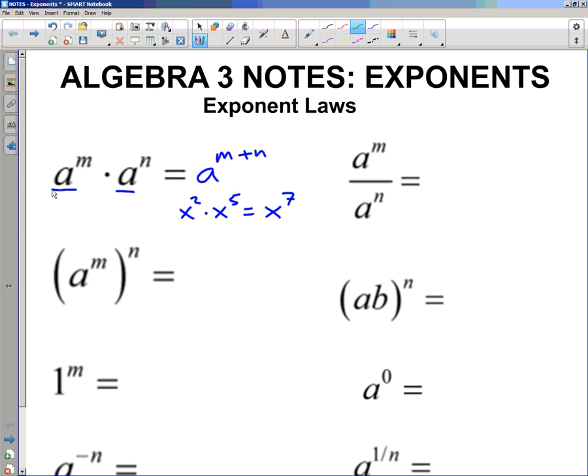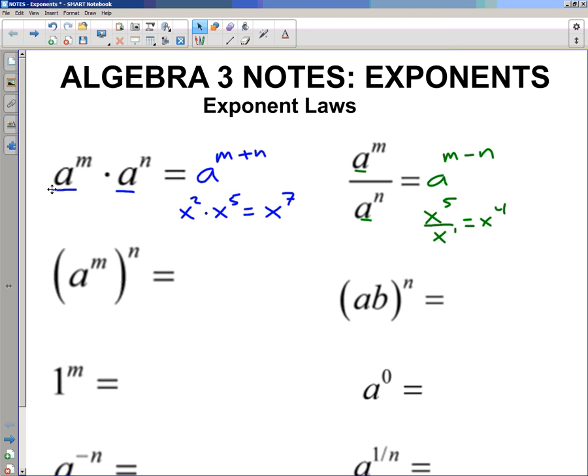Related to this is when we're dividing two things with the same base. So we've got the same base top and bottom. And in this case, we will be subtracting the exponents, m minus n. So quick examples here. If we had x to the fifth over x to the first, we would subtract 5 minus 1, we would get x to the fourth.